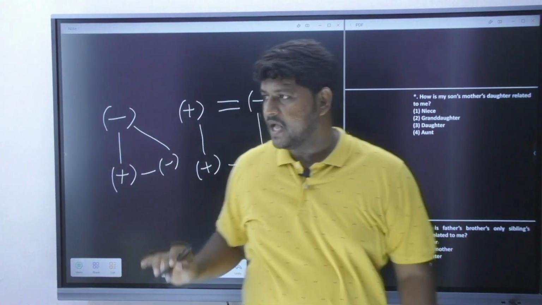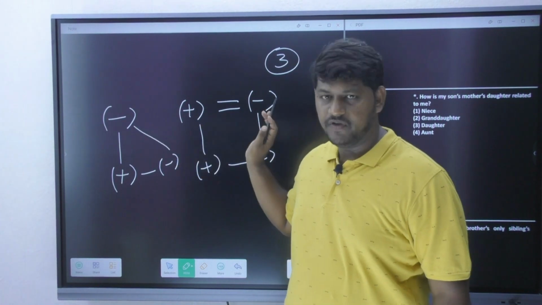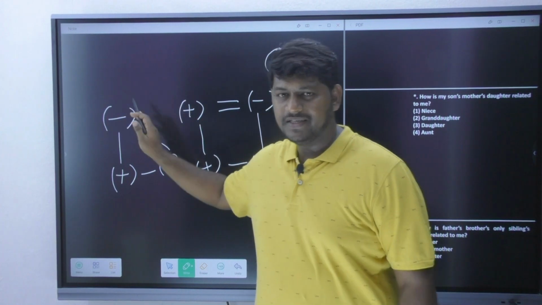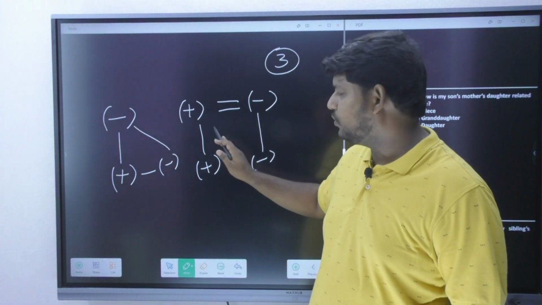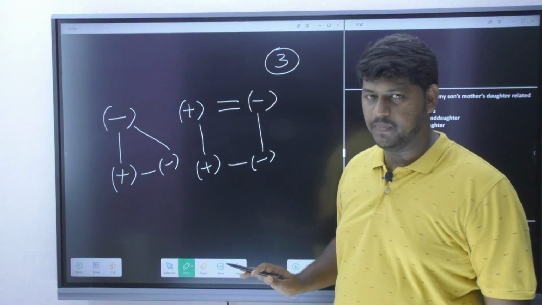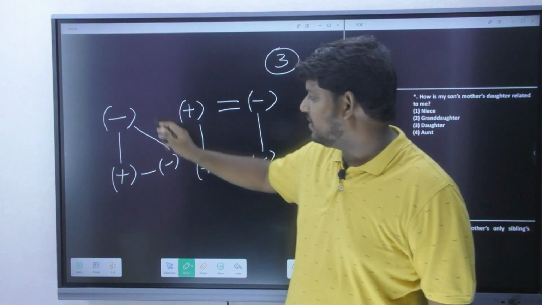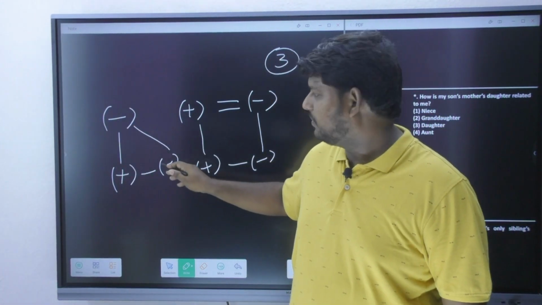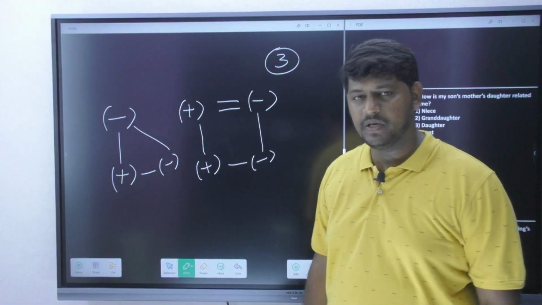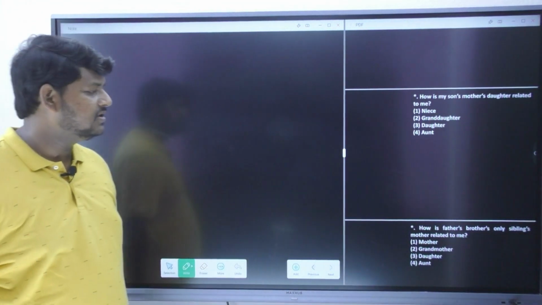Please remember, my son's mother could be either male or female over here. So once I understood the speaker is a female, this is the way you are going to represent it. If you understood the speaker is a male, this is the way you are going to understand it. Please understand, my wife's daughter is also my daughter. In the same way, for the female version, your answer again becomes daughter. Right now, let us observe the next question.